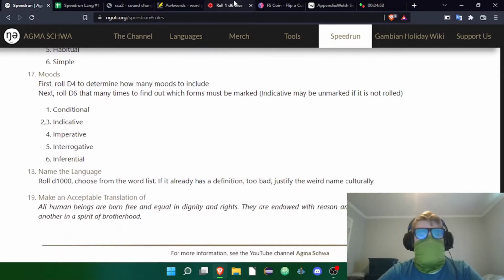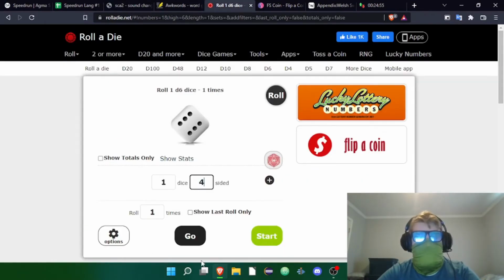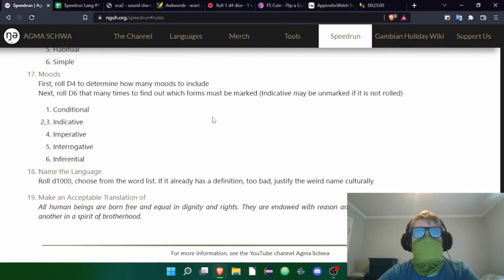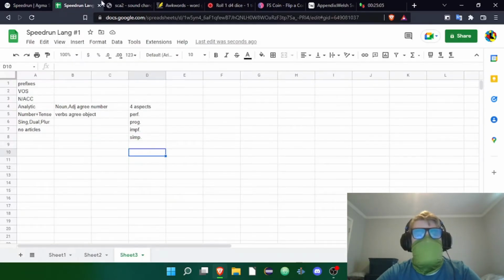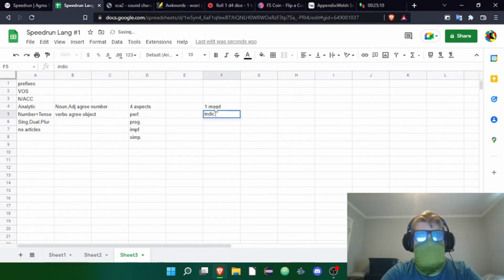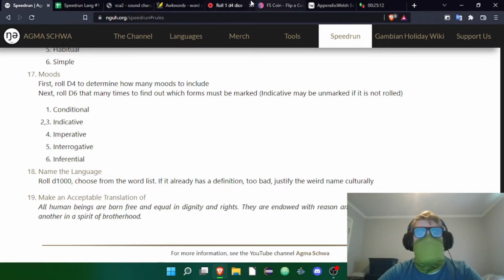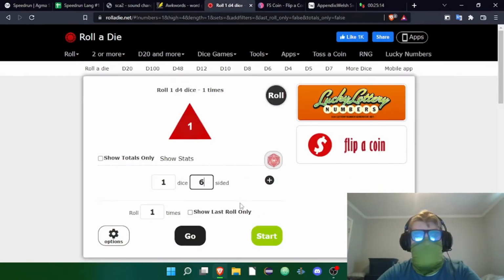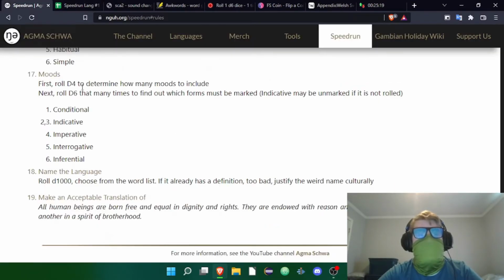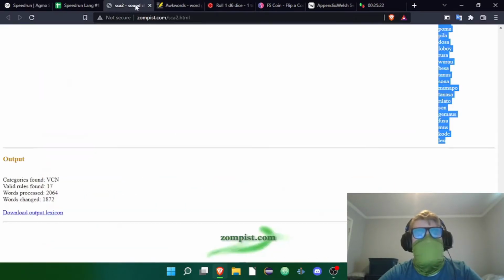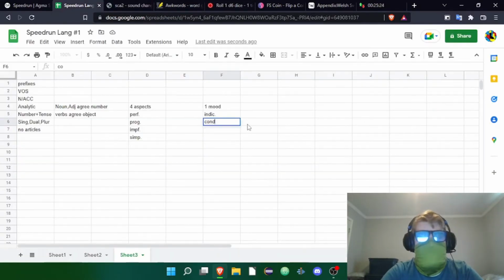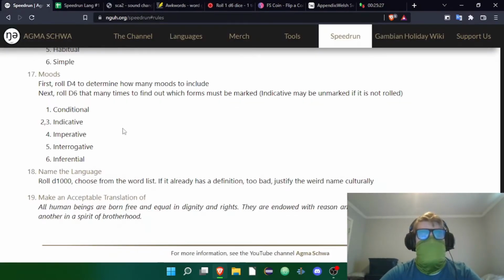Next, let's roll for our moods. We need a D4. One mood. We include, and that's one mood besides the indicative. So let's roll our 6-sided die again to determine which that is. 1, and that is the conditional. Nice. So indicative and conditional are two moods.